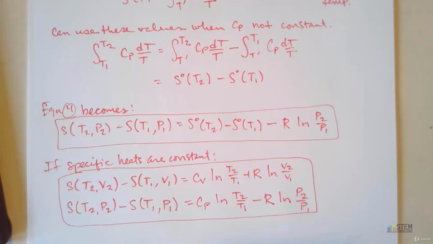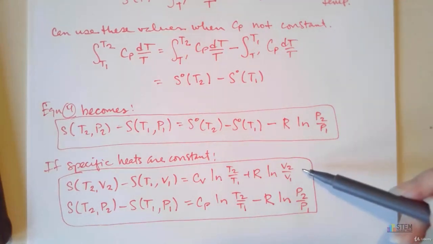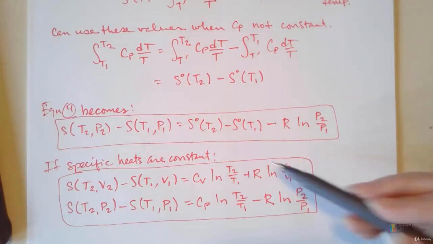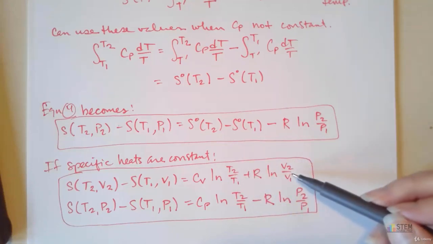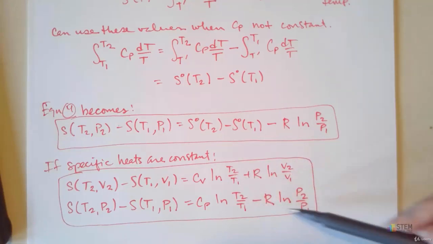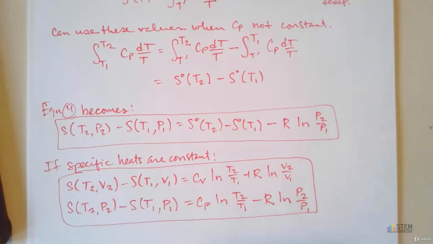All right, so that'll give us a couple more equations. So these are only going to be if Cp and Cv are constant. But now you've got an equation that you can use if you're given a change in temperature and specific volume, or if you're given a change in temperature and a change in pressure. This will allow you to find the change in entropy. All right. So let's do an example. Actually, we're going to do 2 examples. And then we'll start getting into how we can apply the concept of entropy.